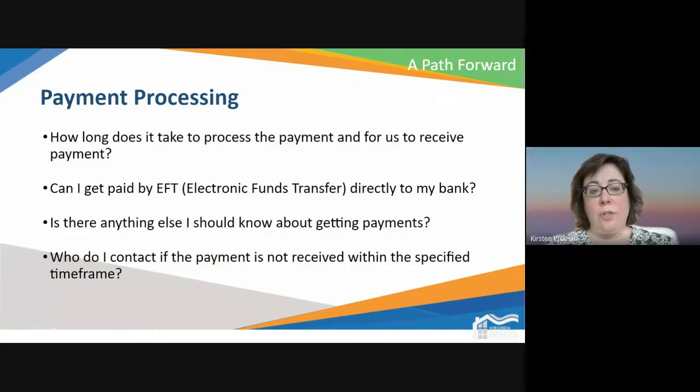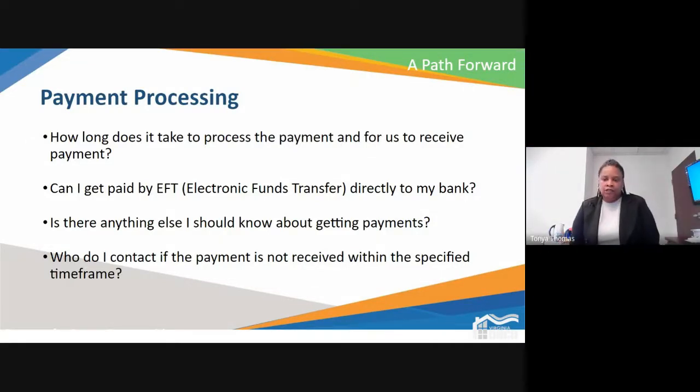Tanya, who should I contact if the payment is not received within the specified time frame? You should most definitely reach out to your program specialist and inform them of that.